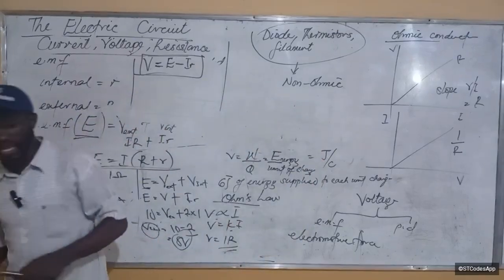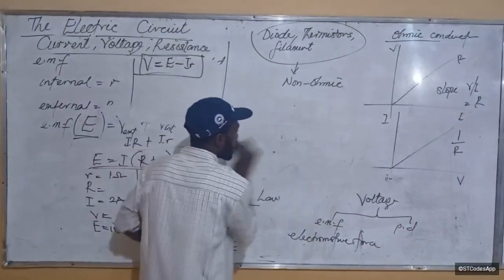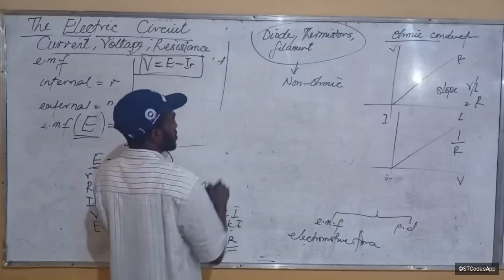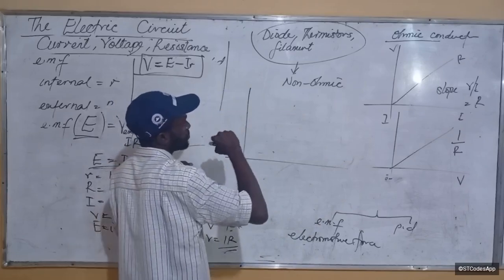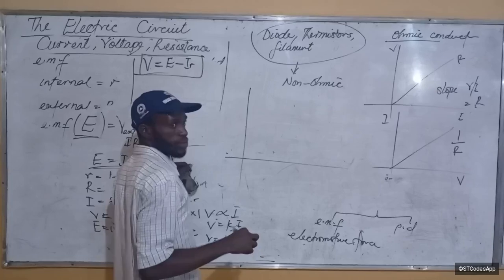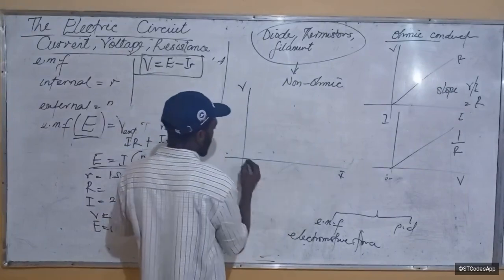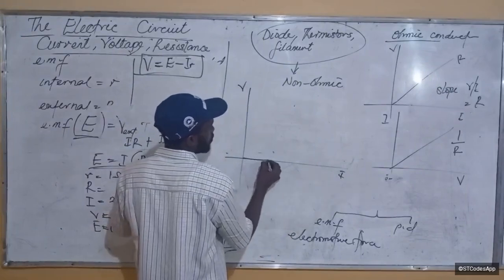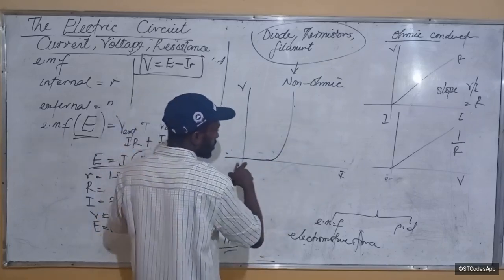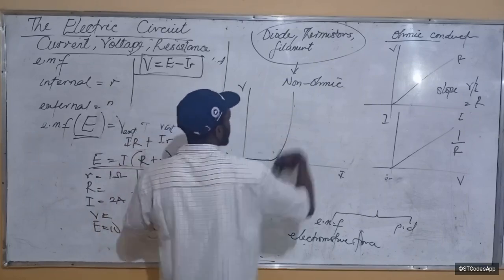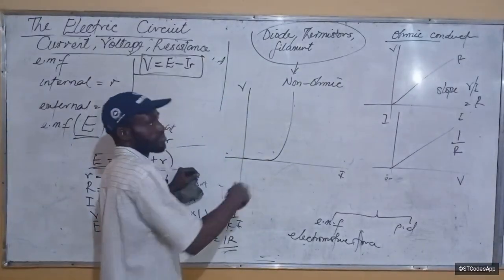Ohm's law says that the current should increase as we increase the voltage. But what is happening with non-ohmic conductors is different. Their graph looks something like this. For example, let's pick a diode. The voltage starts from almost nothing, and all of a sudden it just picks up. It means that even with the low current that is supplied, the voltage picks up.